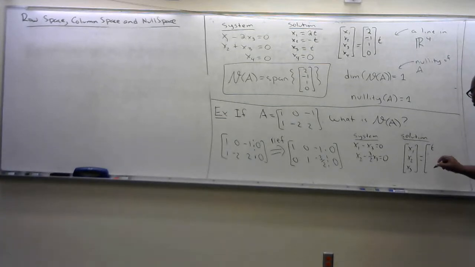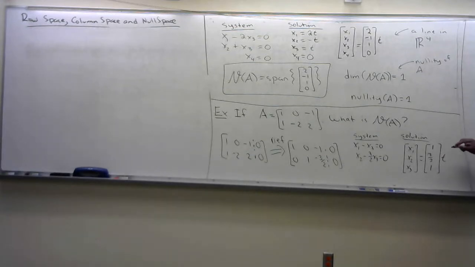Oh, that's very ugly. 3 halves t, and the last one is t. Usually you guys don't write it that way. You're like, Dr. West, we don't write it that way. So I'm actually going to put 1, 3 halves, and 1 again, times t. Again, I'm looking at all possible multiples of 1, 3 halves, 1. If you don't like fractions, just multiply this vector by 2, because I'm looking at all possible combinations of this.